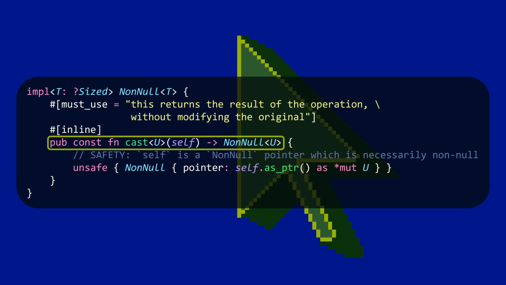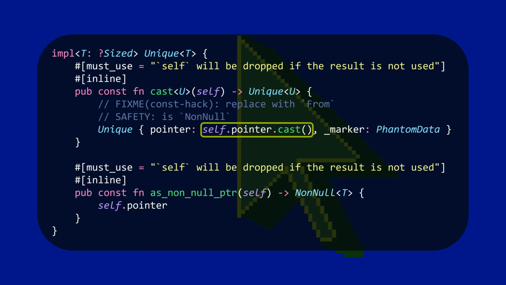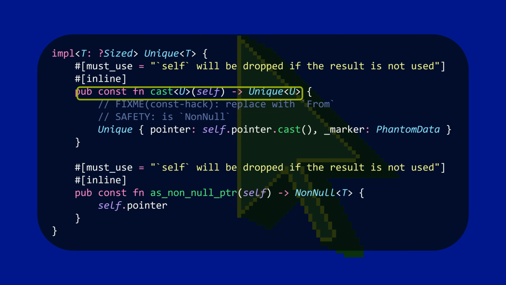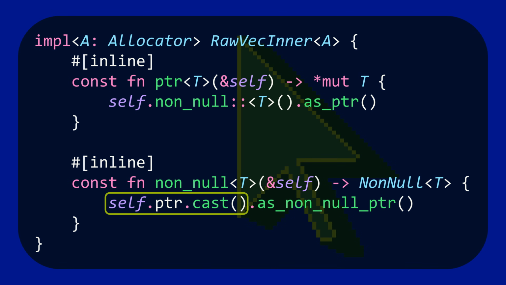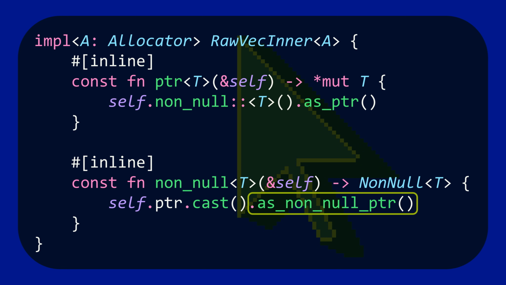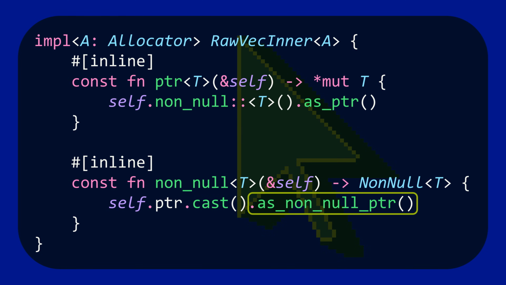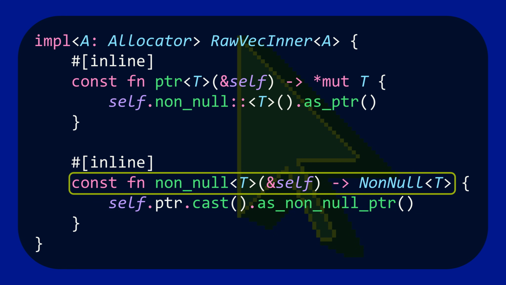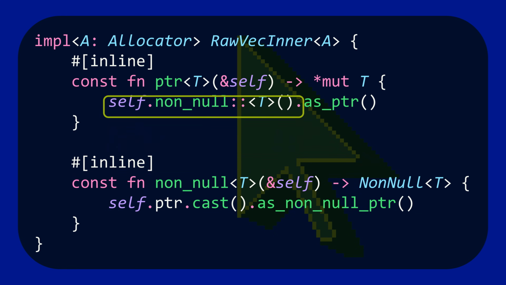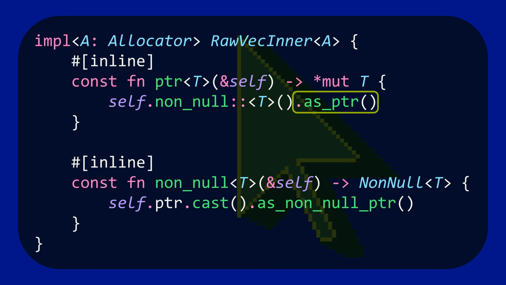This non-null cast is the cast inside of unique T's cast, turning it from a unique T to a unique U. This cast is then turned into a non-null using the as_non_null_ptr method. This is a simple getter method to get the non-null inside unique. So we have a non-null cast to the desired type, unsurprising based on the function name, that we then turn into a raw pointer using as_ptr.